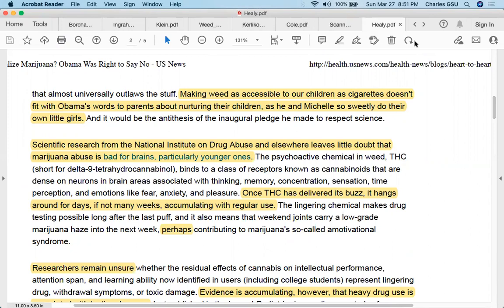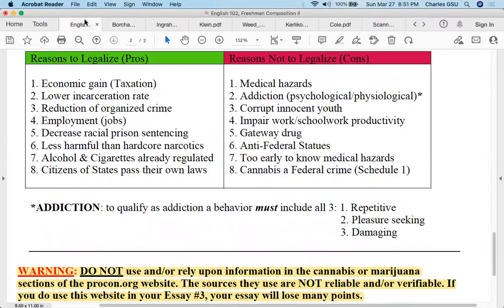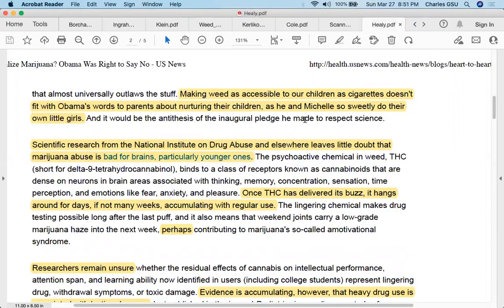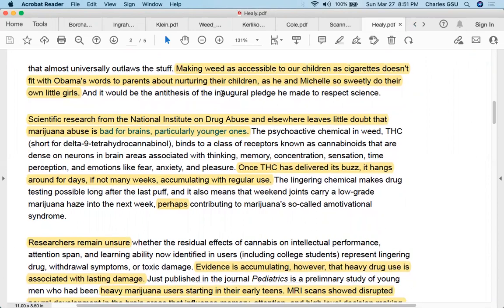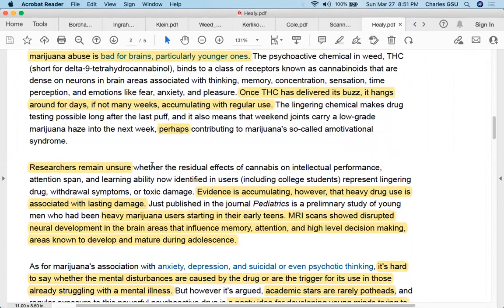in this, let me go back to here. Right, that there are medical hazards, or that it's a gateway drug, right? She tries to give these medical reasons, like, where is it? Evidence is accumulating, however, that the heavy drug use is associated with lasting damage.